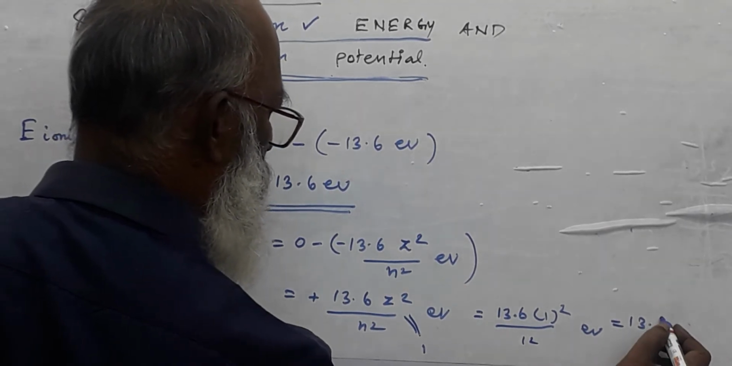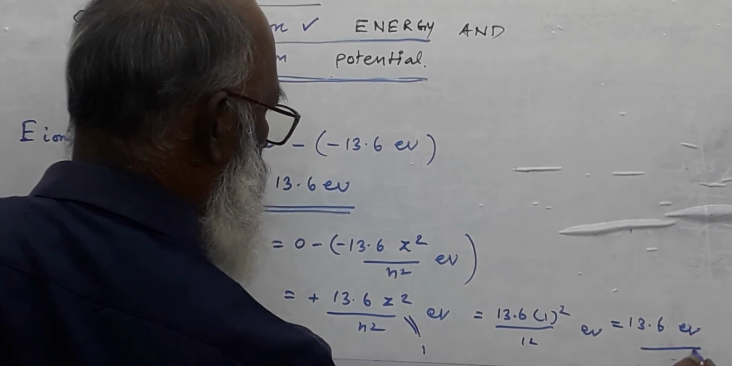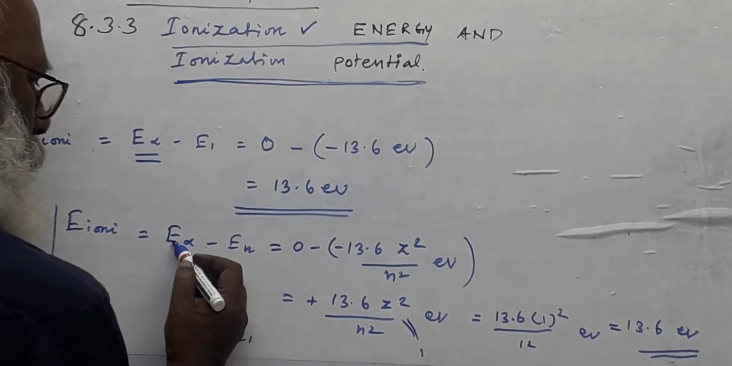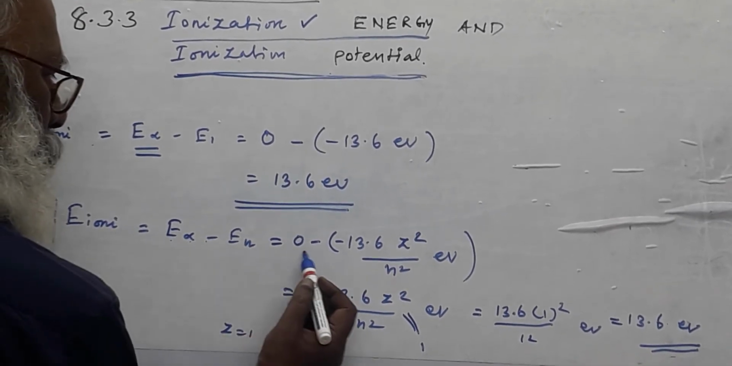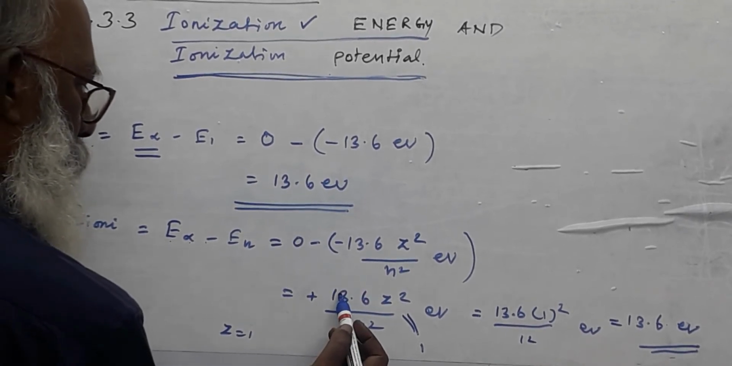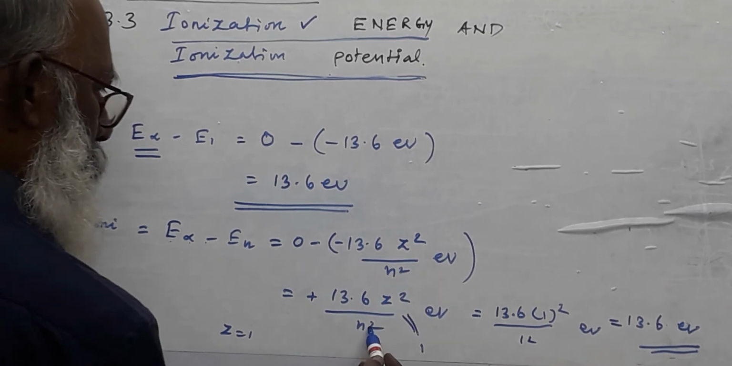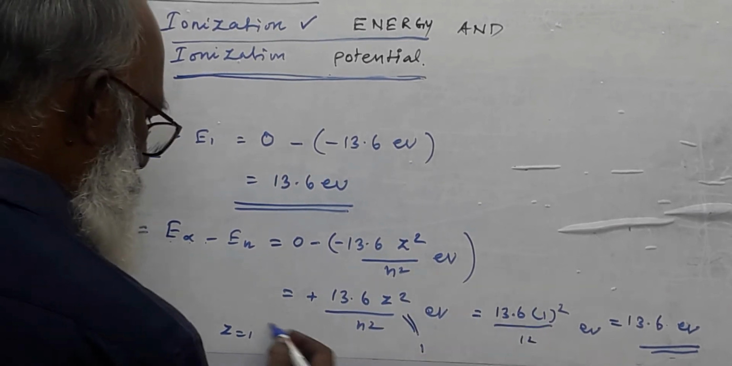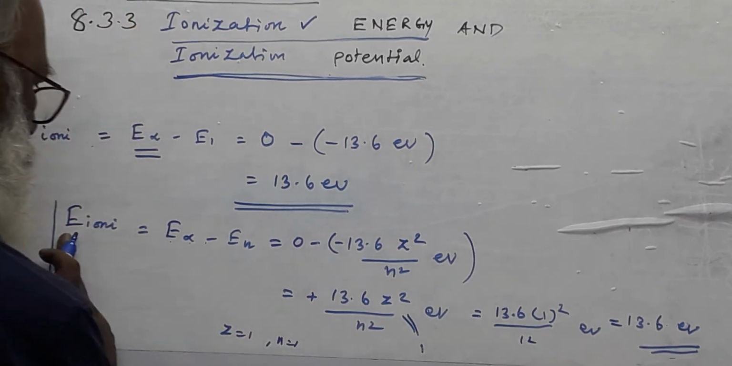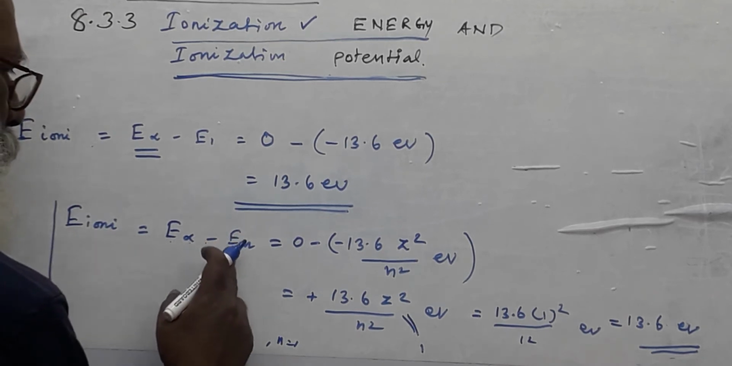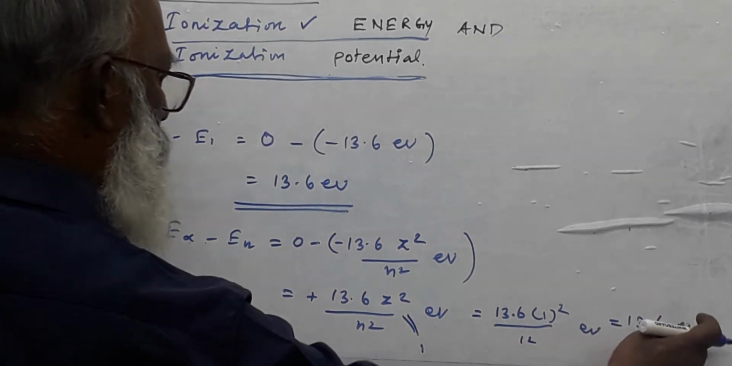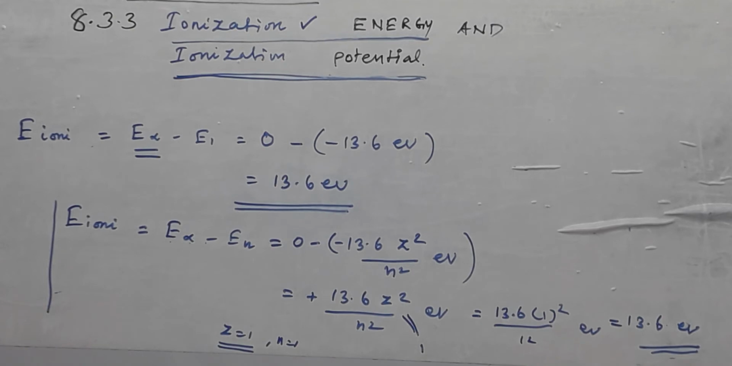Minus 13.6 electron volt. Here, E infinity to minus En equals 0 minus of minus, which gives plus. Therefore, plus 13.6 Z square by N square electron volt. When you consider Z equal to 1, N equal to 1, the ionization energy for the hydrogen atom is plus 13.6 electron volt.